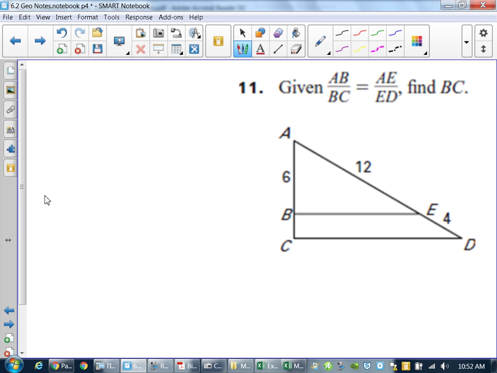So what's A over B? Or, I'm sorry, A over B. What's AB? 6. So you have 6 over X. Yeah, you can just call it X. You can say BC, it doesn't matter. Just call it X. It's easier. And what's AE? And what's ED? Okay, cross multiply and solve. What do you get?